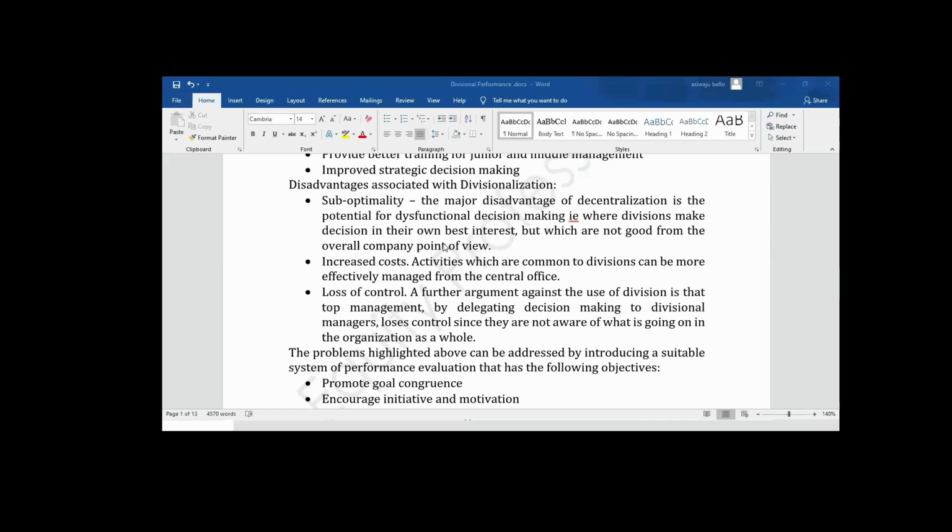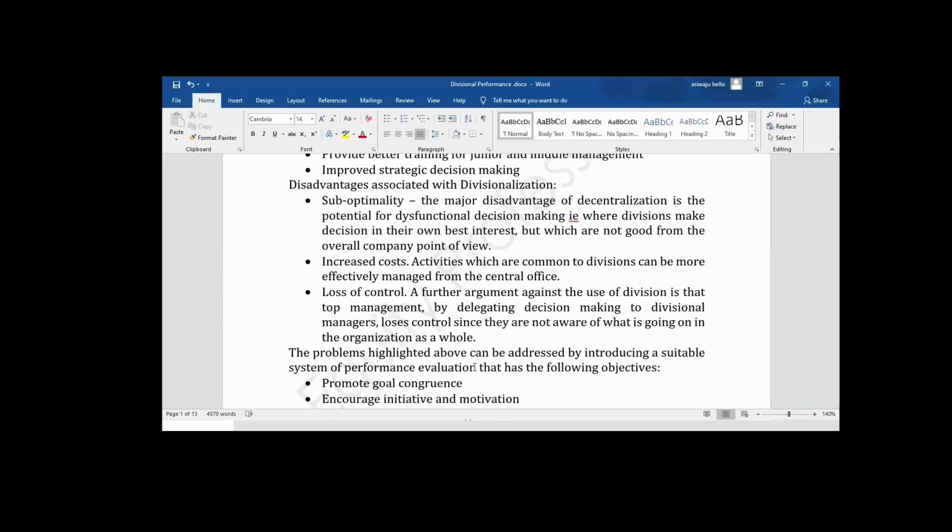Now, we are saying that there's a lot of benefit if you operate your business along divisional structure. At the same time, there are some disadvantages. And the question is, how do we address these problems? To address this problem, the company must introduce a suitable system of performance evaluation to address the problems associated with divisional structure.